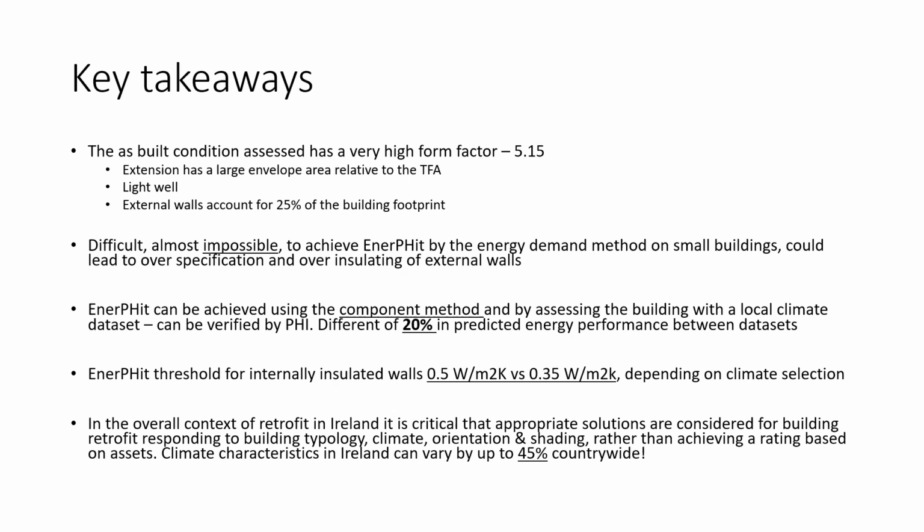And there's a difference of 20% in the predicted performance in this project between both data sets. And you can consider even further if the building was in a different location in Ireland, it can be quite different as well. The Retrofit threshold for internally insulated walls was 0.5 for the Dublin Airport data set, but 0.35 for the local climate data set. And as I say, only a couple of miles apart in real terms, and it's quite a substantial difference in your backstop U values.